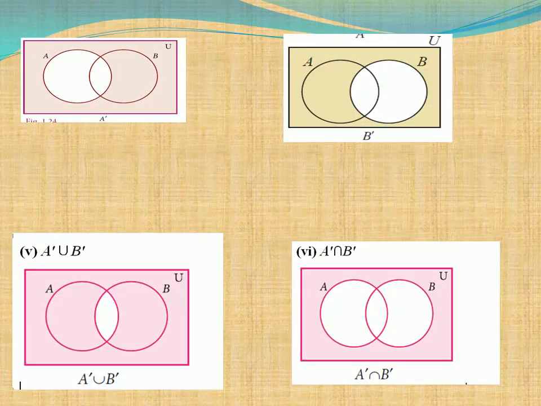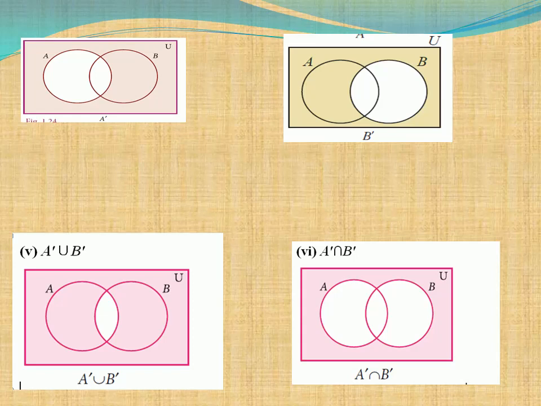Fifth subdivision, A dash union B dash. For this I am giving you the A dash and B dash Venn diagrams. The first corner diagram is A dash. A dash means without A you have to shade all the portions in U. Okay. And in the next diagram, parallel to that, is B dash. Without B we have to shade all the portions in the set U. Okay. Now A dash union B dash, what do you get? Without the center portion, the intersection portion, you have to shade all the portion.